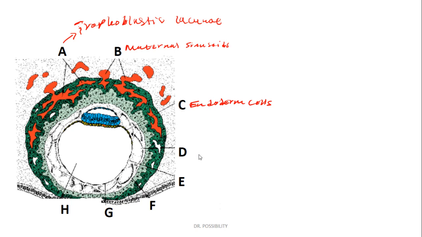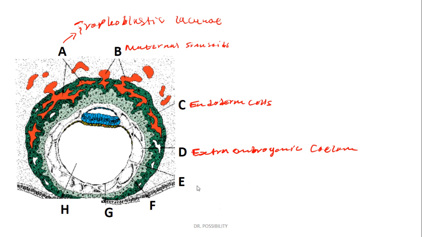Extra embryonic coelom. So we have this as the extra embryonic coelom. Okay, and this extra embryonic coelom is just in between the extra embryonic splanchnopleural mesoderm and the extra embryonic somatopleural mesoderm.